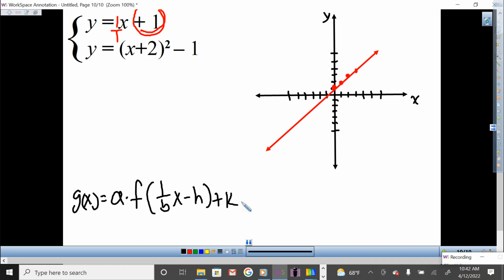So, before we use these, tell your neighbor what each of the parameters does. What does each of the parameters do to the original function? What does k do? What does h do? What does b do? And what does a do? Talk it over with your neighbor.